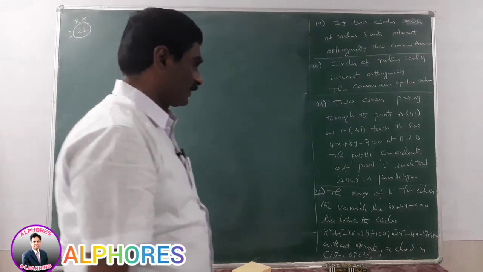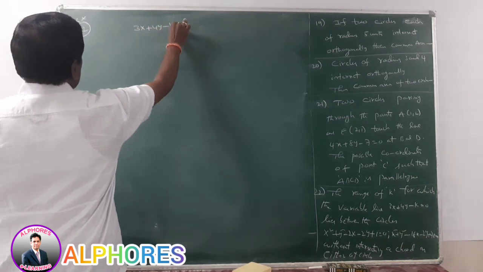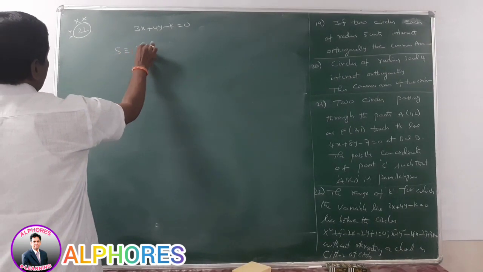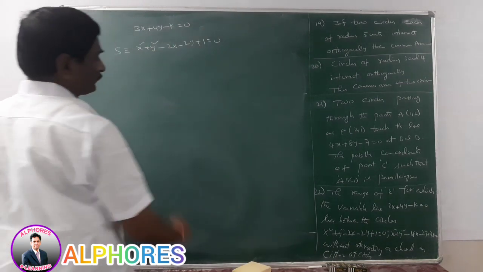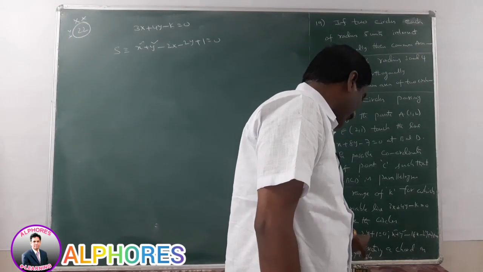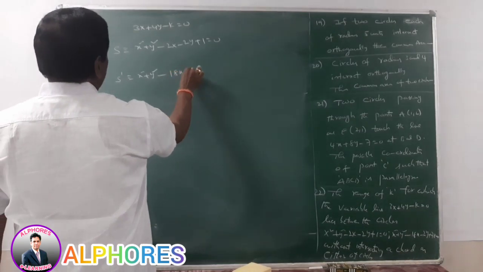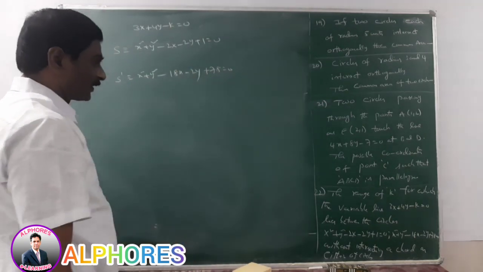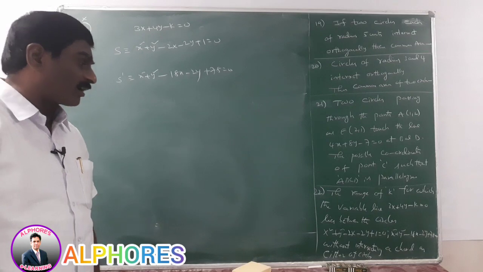The range of k for which the variable line 3x plus 4y minus k is equal to 0 lies between the circles x square plus y square minus 2x minus 2y plus 1 is equal to 0, comma, second circle x square plus y square minus 18x minus 2y plus 78 is equal to 0, without intersecting a chord on either of the circles is dash.